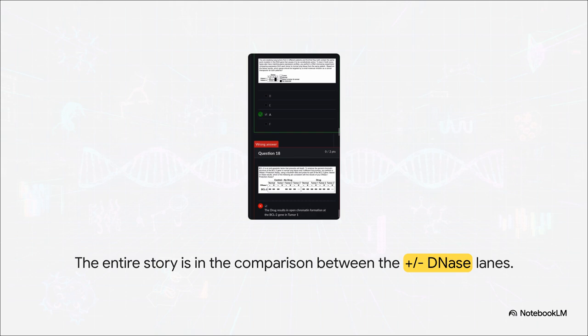But now, check out tumor 3. When you add DNase, poof, that band almost completely disappears. That means the DNA was wide open, totally exposed, and the DNase just chewed it up. That's our euchromatin. See? The entire story is right there in that plus versus minus comparison.